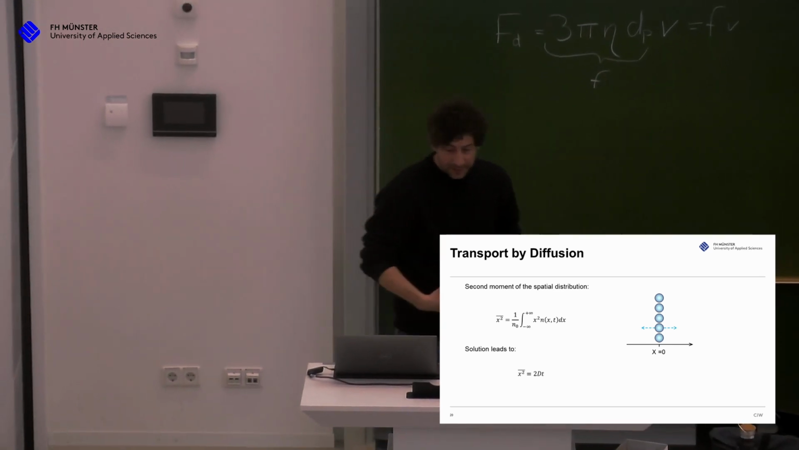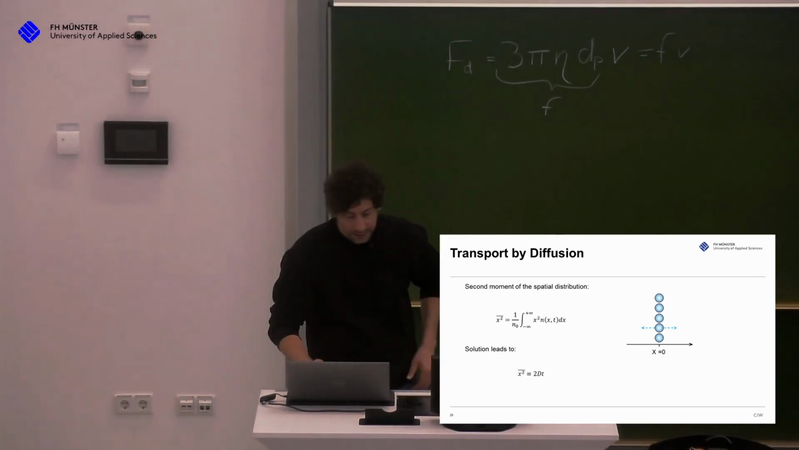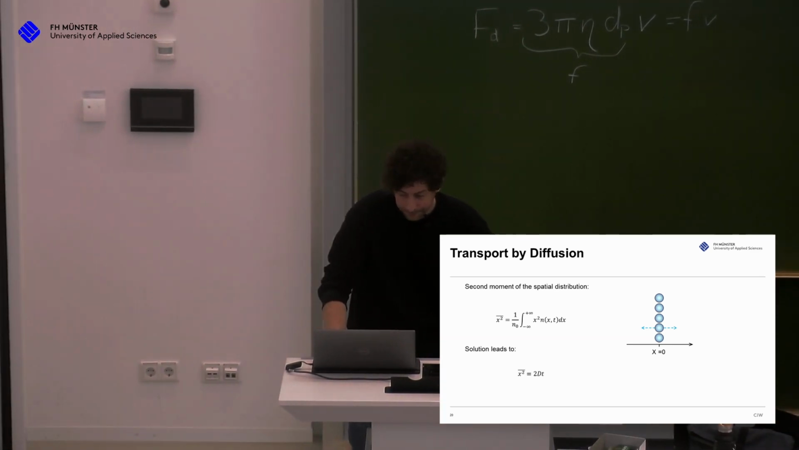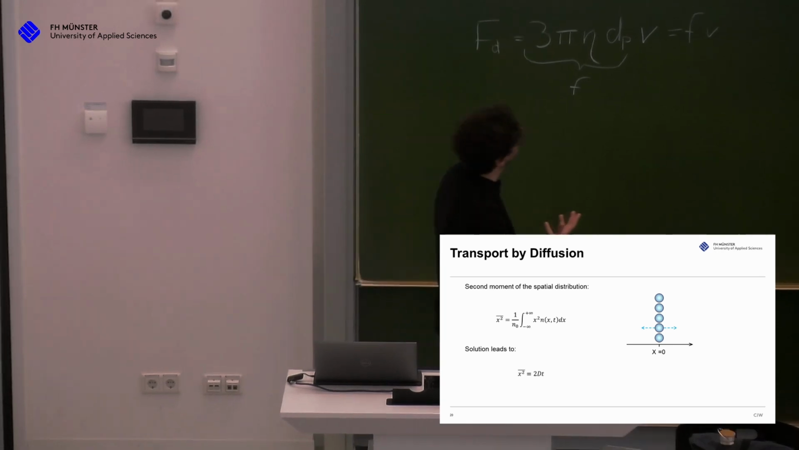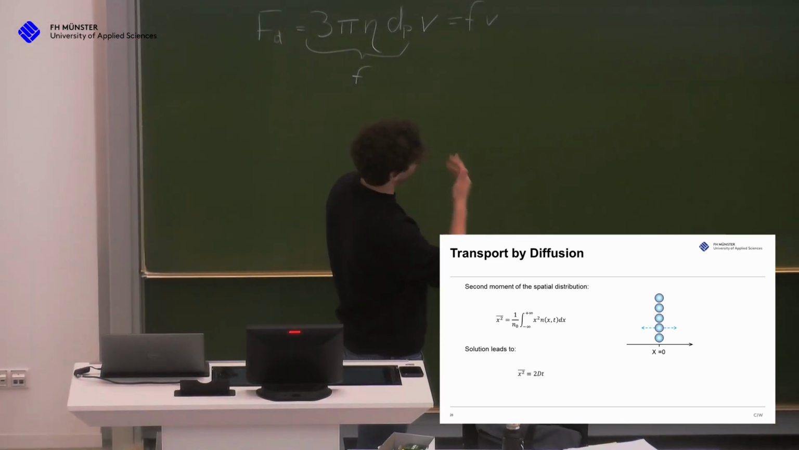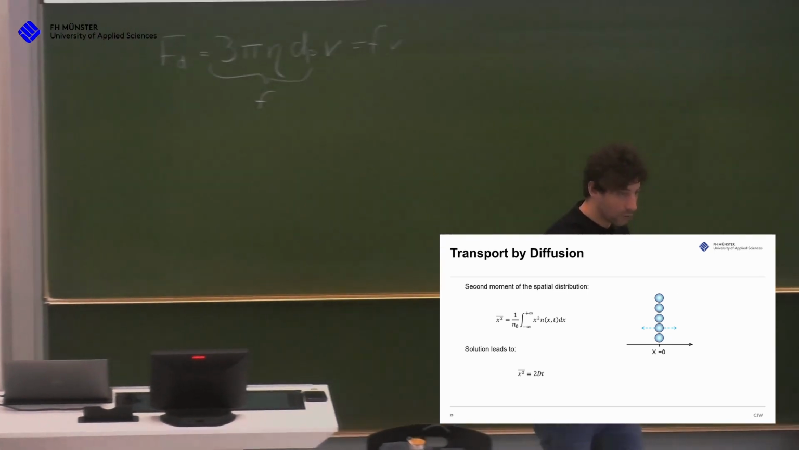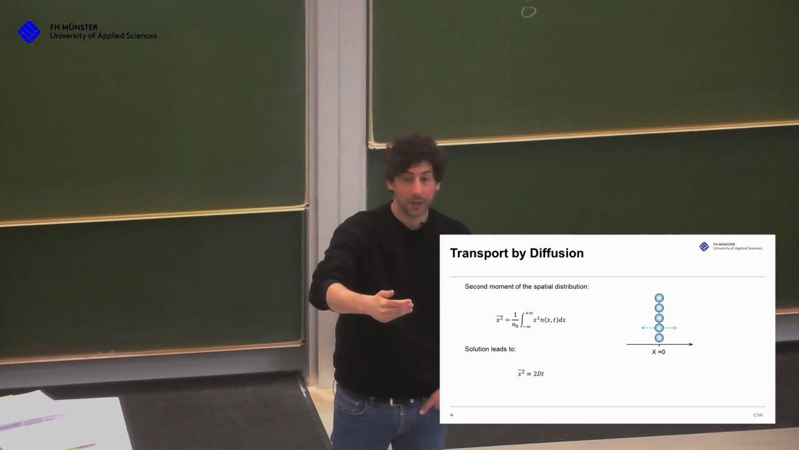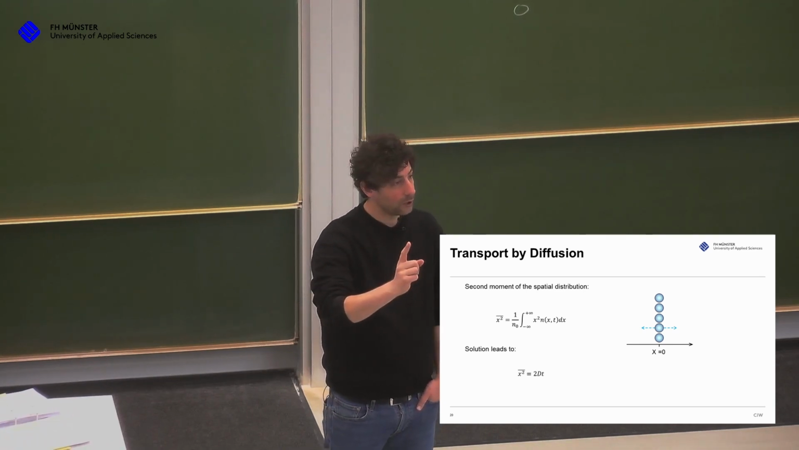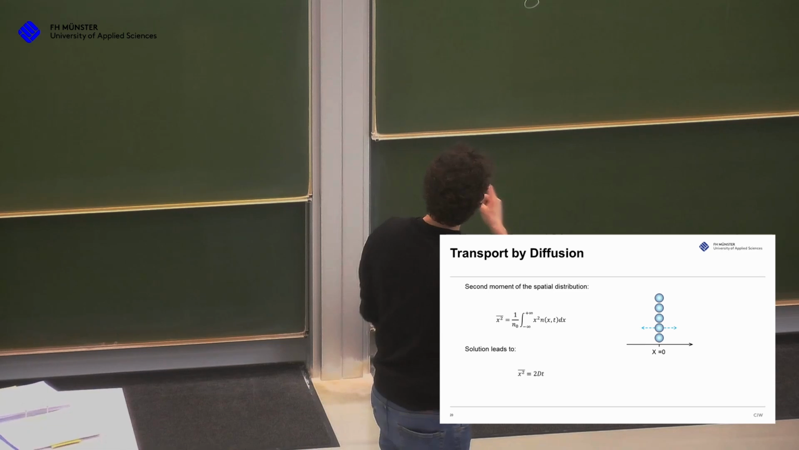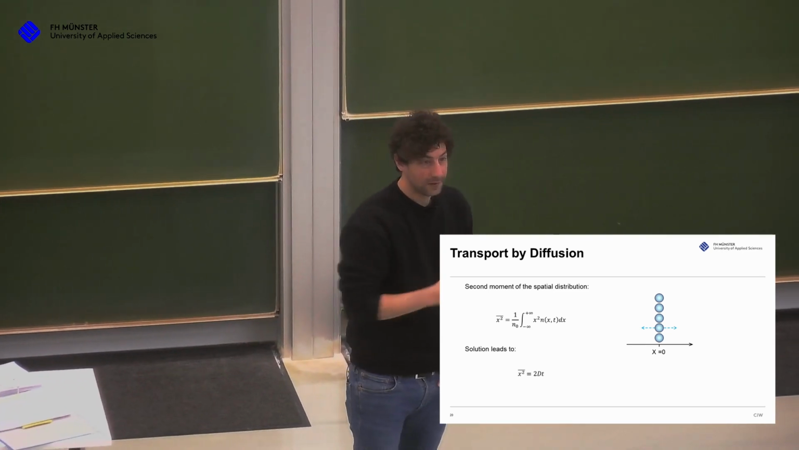And the nice thing is that the solution of this is an extremely simple equation. And this equation depends on just two variables. So if I want to understand in one dimension, what is the diffusion of my particles? I just need to know their diffusion coefficient and the time. That's it. Okay? Does anybody of you know the name of this equation?